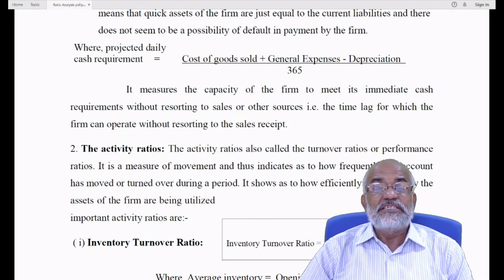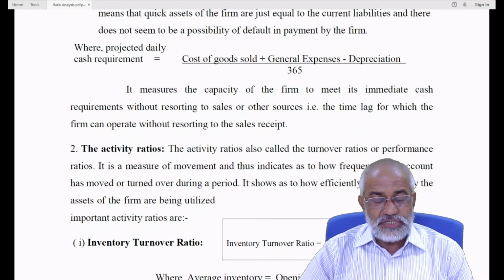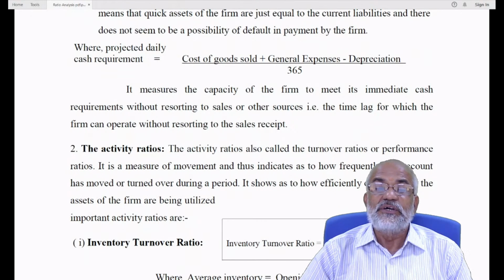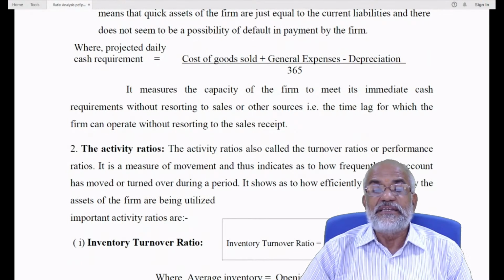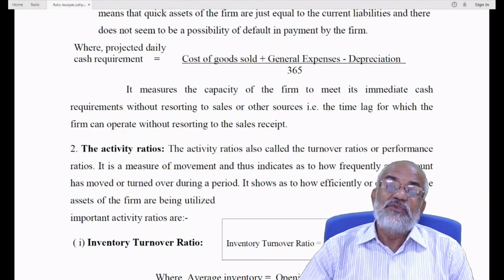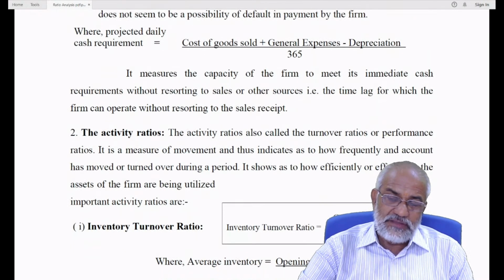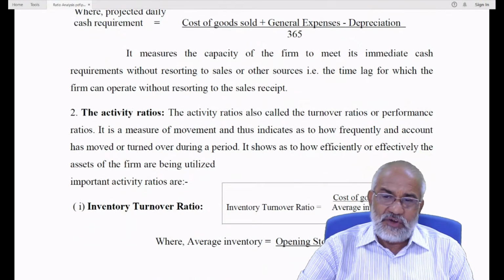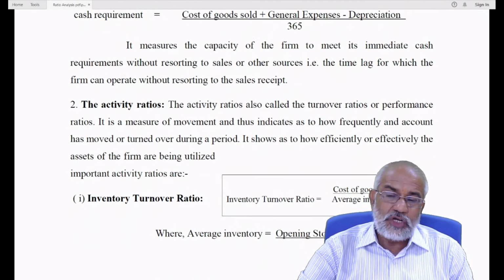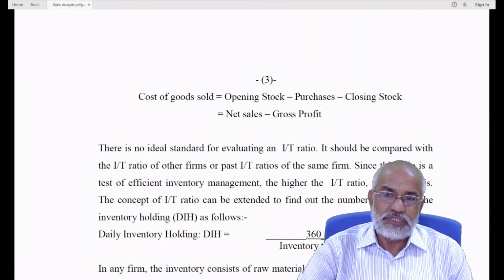The important activity ratios are, the first one is inventory turnover ratio. Inventory turnover ratio is otherwise called the stock turnover ratio. Inventory turnover ratio is equal to cost of goods sold divided by average inventory, where the average inventory would be calculated by opening stock or the opening inventory plus closing inventory. The whole divided by 2 would be the average inventory, and the cost of goods sold would be the opening stock plus purchases plus direct expenses minus closing stock.